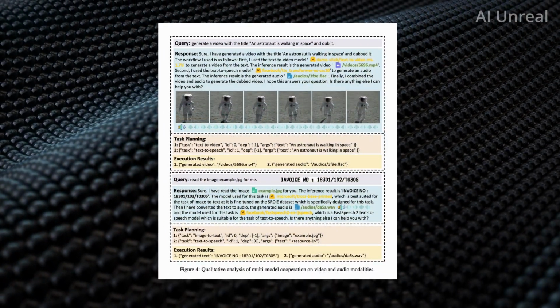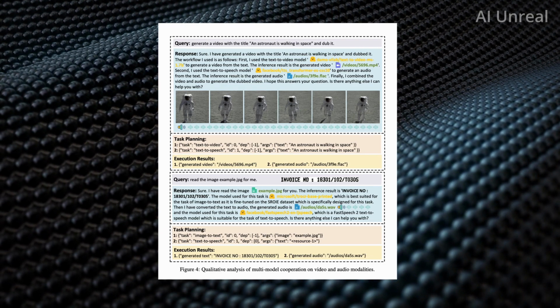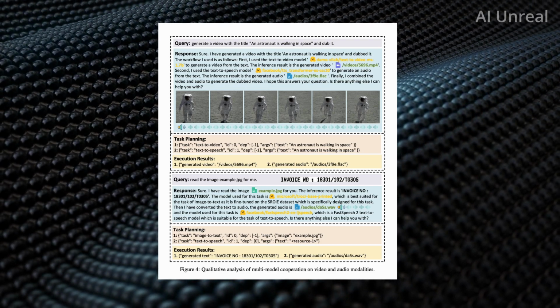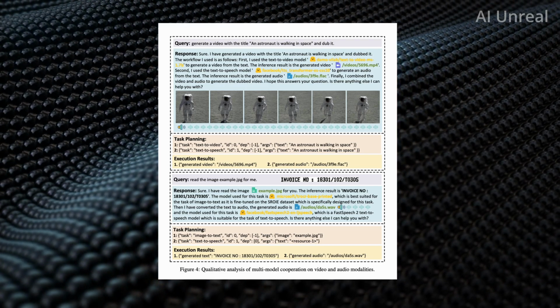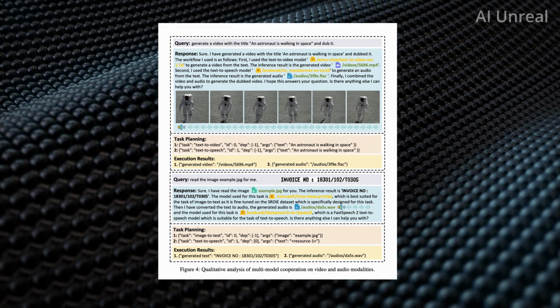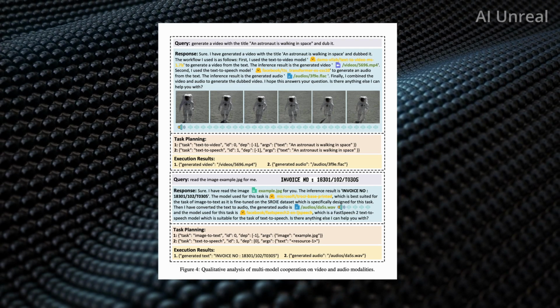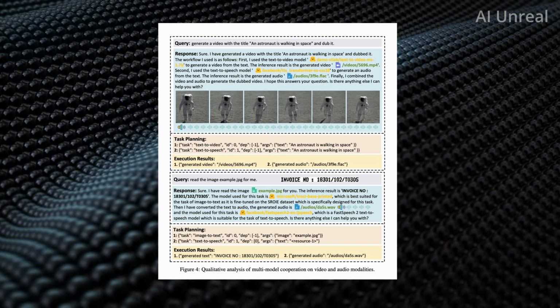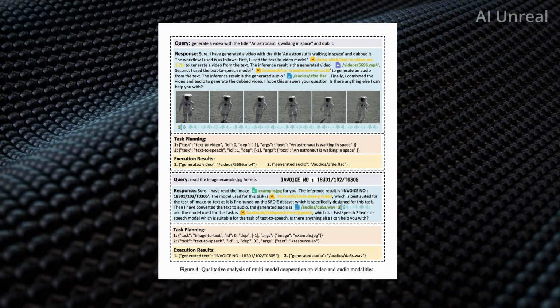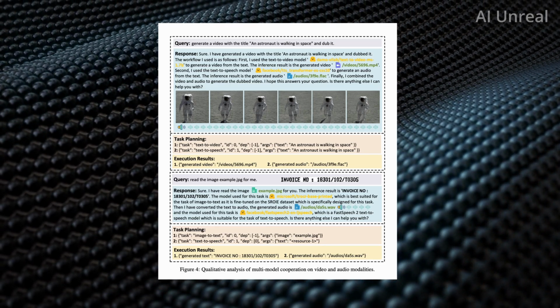And then here's another example. Generate a video with the title, An Astronaut is Walking in Space, and dub it. And then we can see it actually has the visuals of the astronaut right there. And then we can showcase the details as it finishes it. And it has this audio file, which I don't think I can play at this point, but this is stuff that is currently in the works right now that I think is quite insane to see.